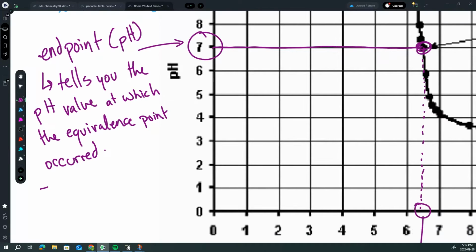So with pH curves or doing titrations, you can't just throw any indicator into your sample. You have to choose an indicator that has the endpoint pH in the middle of the range of the indicator.